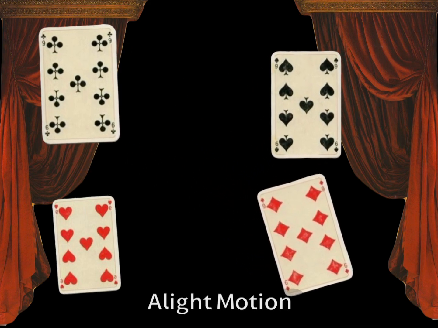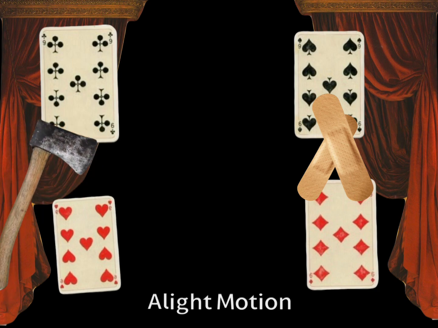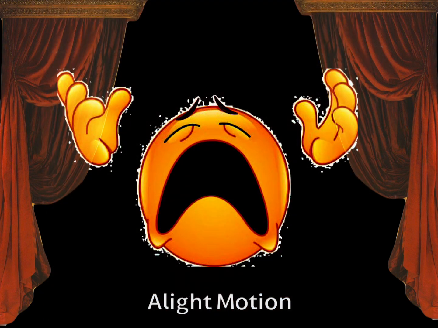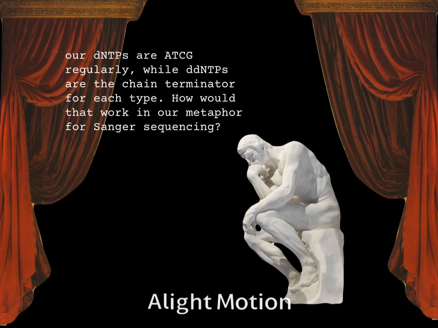The cards are held together by glue, the reds match with black, the spades with diamonds, the hearts with clubs, and so forth. But chain termination. Why would our lovely matching game come to an end? It's important to note that each ddNTP corresponds to one of the original dNTPs. They each get a corresponding buddy, per se.